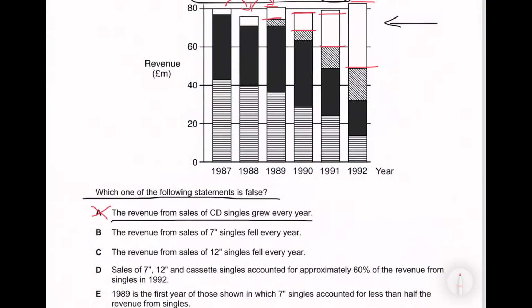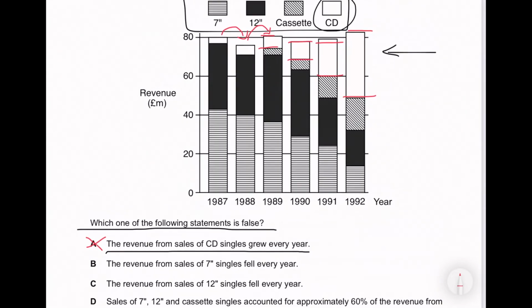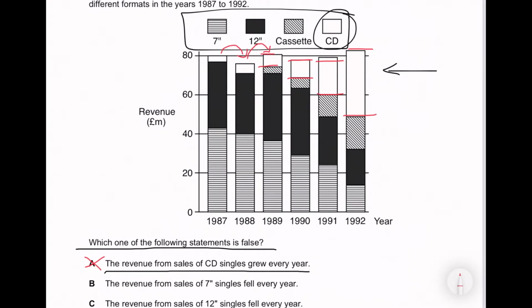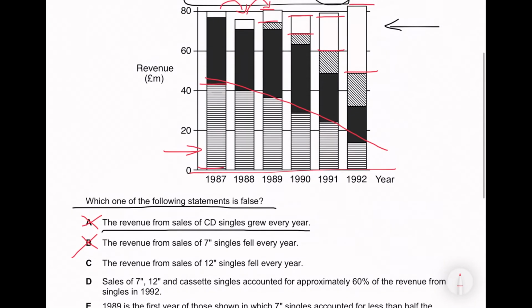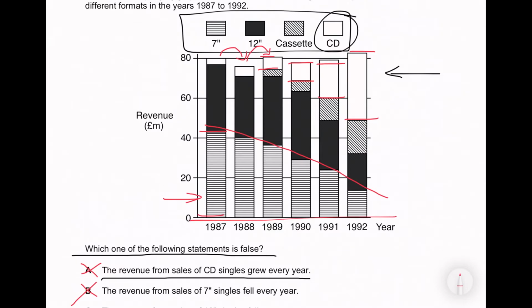Let's see if the revenue from sales of 7-inch singles fell every single year. So the 7-inch single is this part here. And you can pretty clearly see it fell every single year. So this is not it. Let's see if the revenue from sales of 12-inch singles fell every year. So 12-inch singles are the black bars here.